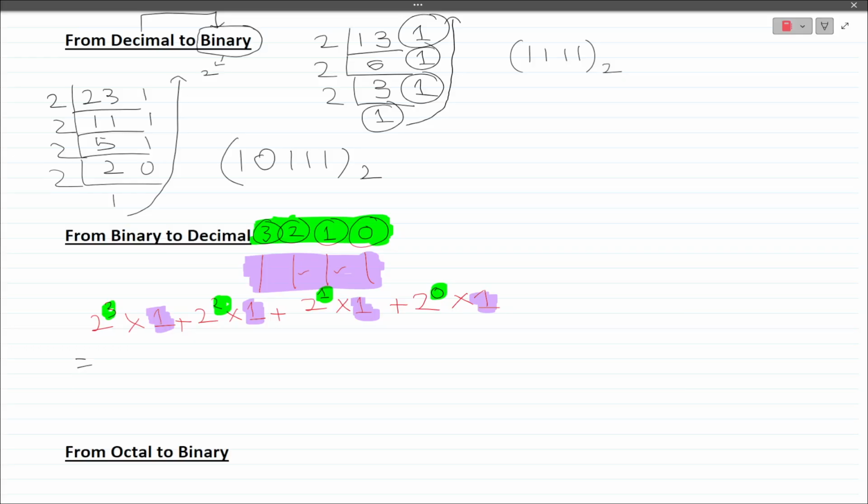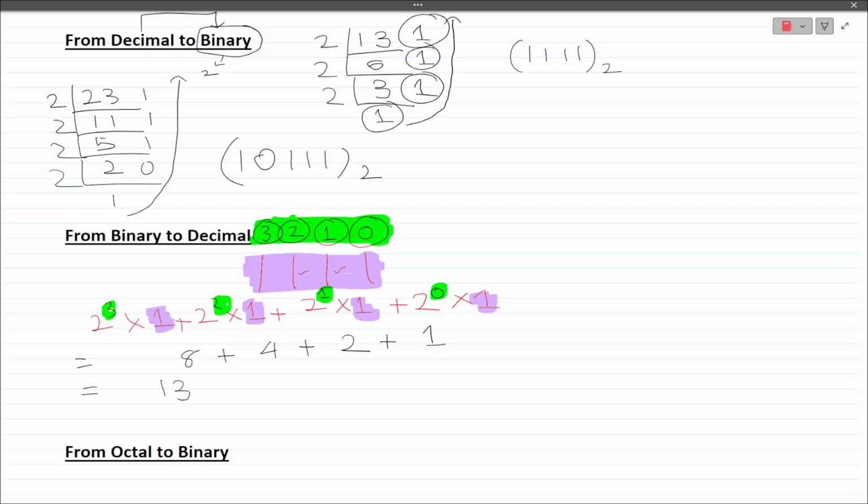So anything to the power 0 is 1. Then 2 to the power 1 into 1, it's 2. 2 to the power 2 into 1, it's 4. 2 to the power 3 into 1, it's 8. So at last I will be adding them up, and it's 13. Can you see? The answer is 13 over here.